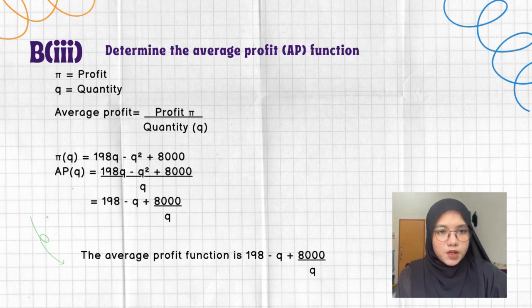After we simplify it, which is we divide each term by q, AP(q) equals 198 − q + 8,000/q. So the final answer is the average profit function is AP(q) = 198 − q + 8,000/q.